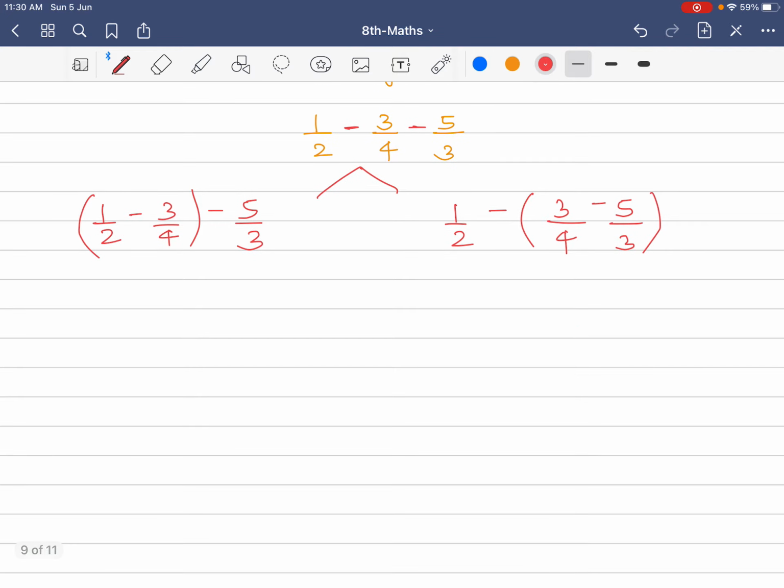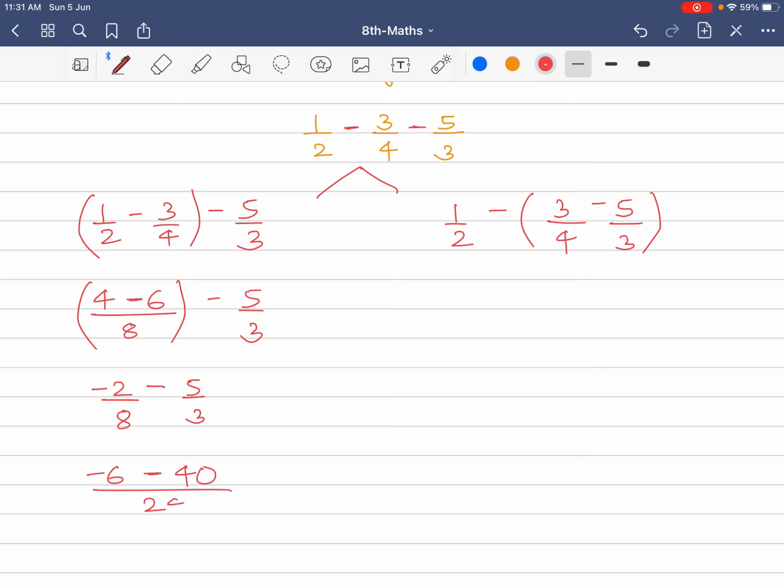So 1 by 2 minus 3 by 4 is 1 into 4, 4, minus 2 into 3, 6, the whole upon 2 4s are 8. This is the bracket, minus 5 by 3. So 4 minus 6 is minus 2 upon 8, minus 5 by 3. Once again we have minus 2 into 3, that is minus 6, minus 5 8s are 40, the whole upon 8 3s are 24, and that is equal to minus 46 divided by 24. This is the answer of our left hand side, the way we associated the first and second.